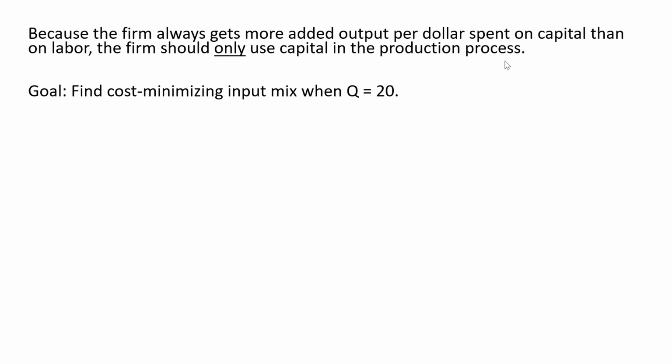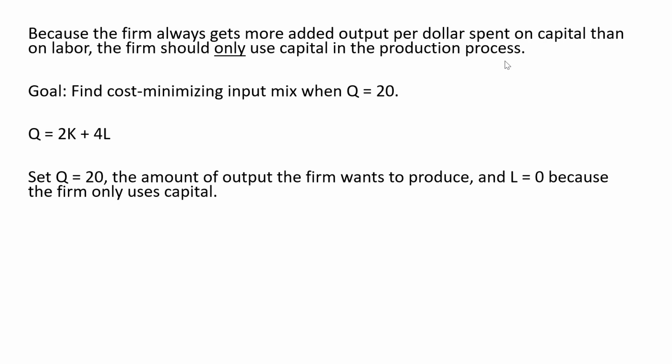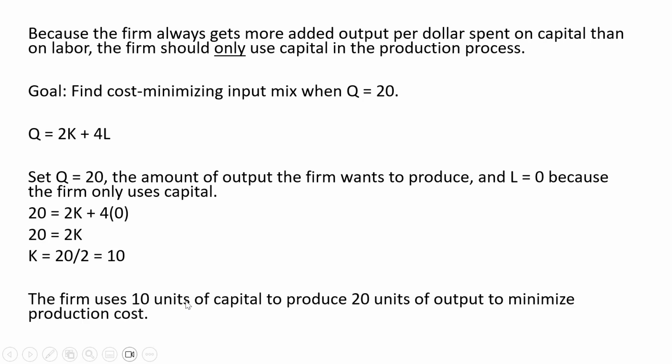So once again, our goal in the second question is to find the cost minimizing input mix when Q equals 20. So we take our production function and set Q equal to 20. We're also going to set L equal to 0 because, as we've shown, the firm always gets more added output from a dollar spent on capital than a dollar spent on labor. Making our substitutions in the production function, we solve this equation for K, dividing through by 2. So the firm should use 10 units of capital and 0 units of labor to minimize the cost of producing 20 units of output.